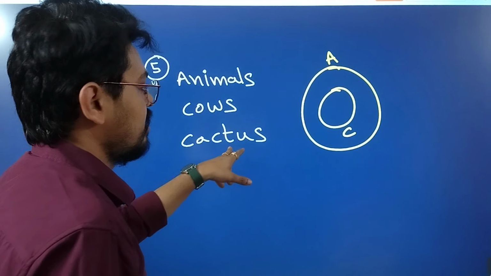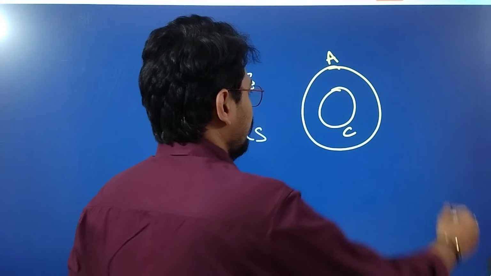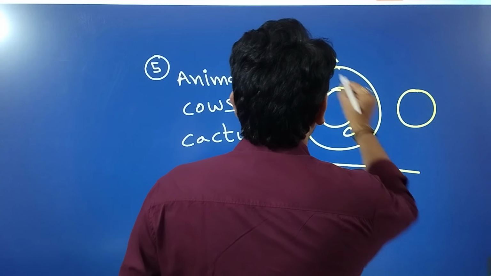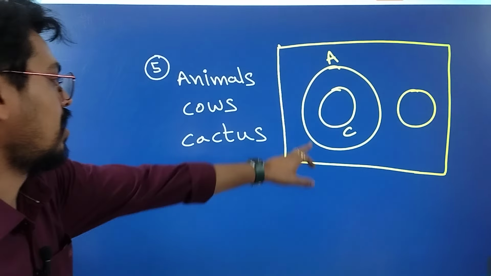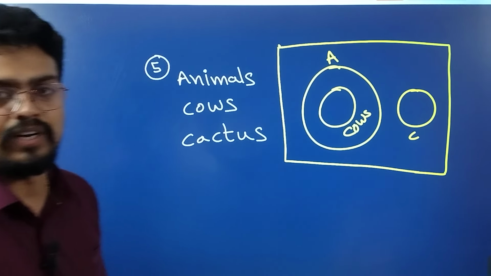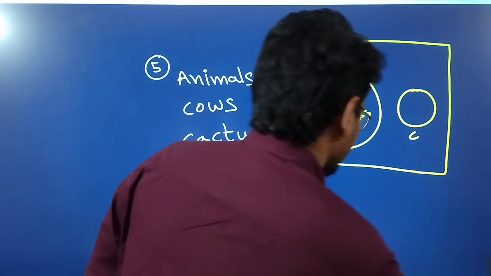But what about the cactus? Cactus belongs to the plants category, so it doesn't come under animals. So that's why the circle is outside the animals category. This is the right Venn diagram. This is cows. This is cactus. No relation. Clear? The three circles will be like this.